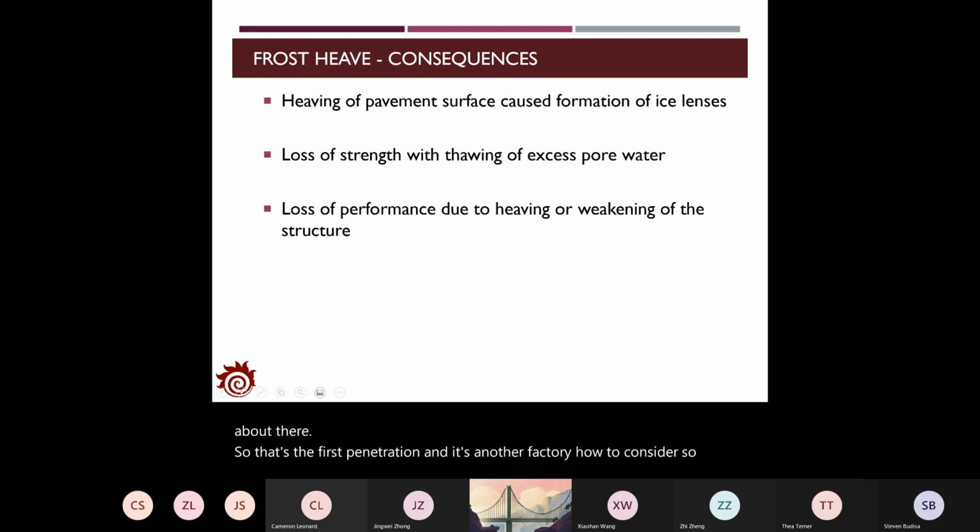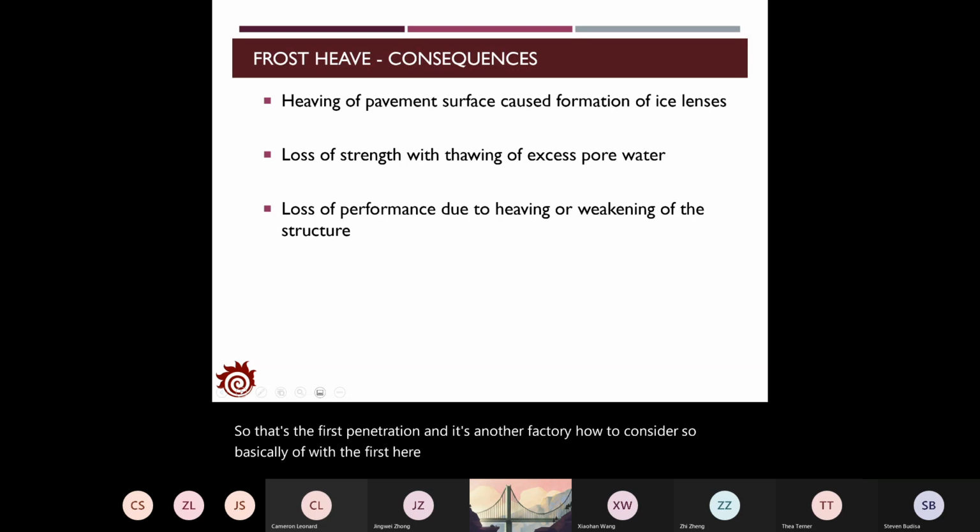So basically, the frost heave effect is usually caused by the formation of ice lenses under the ground. Those ice lenses form at some of the large voids in the subgrade soil, and then they grow larger by attracting water from the nearby area through capillary rise and so on. With frost heave, we will observe the loss of strength when the ice melts during the springtime, and the strength will be reduced dramatically.